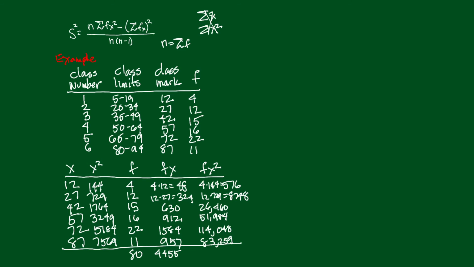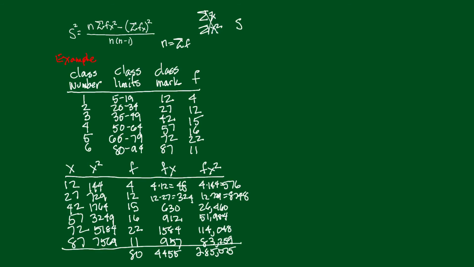And then I have to add up what else? I have to add up the fx squared. Add up the fx squareds. I got all the fx squareds here. So if I add all those numbers, I get 285,075. Okay, I've got them all added up. Now, plug them into the formula and compute.